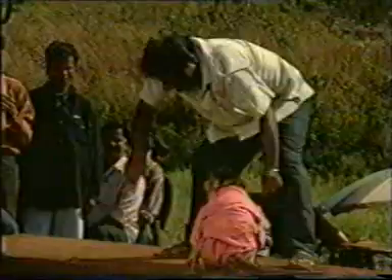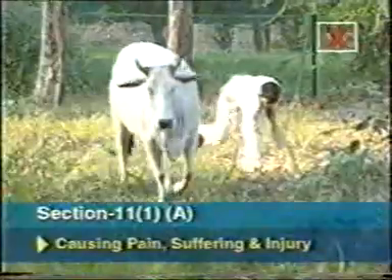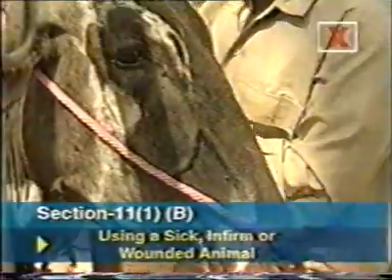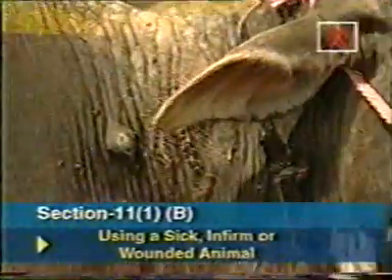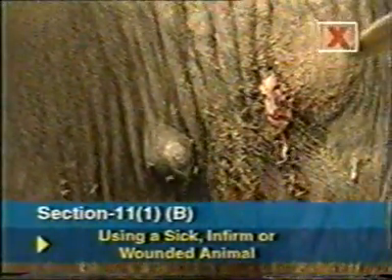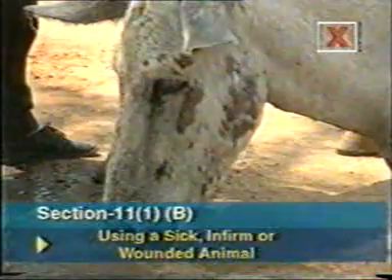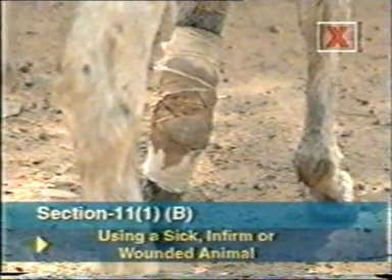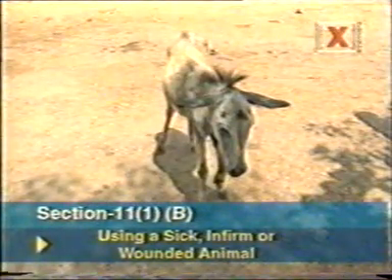Section 11.1a can be used when you find someone treating an animal in a manner which results in pain, suffering, and injury. This includes acts like beating, kicking, overriding, overdriving, overloading, and torture. Under Section 11.1b, you can file a case against anyone who uses an animal suffering from any disease, infirmity, wound, sore, or other causes which renders the animal unfit for any kind of work or labor.